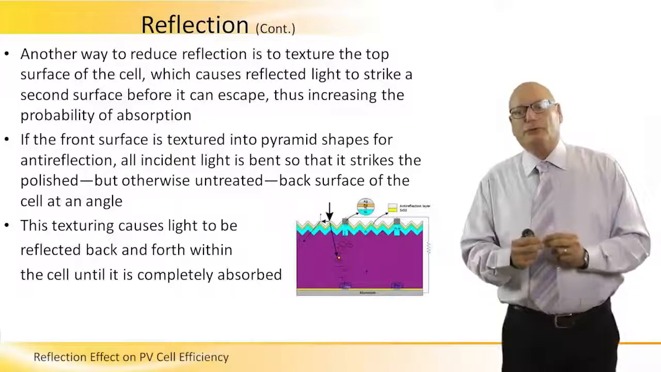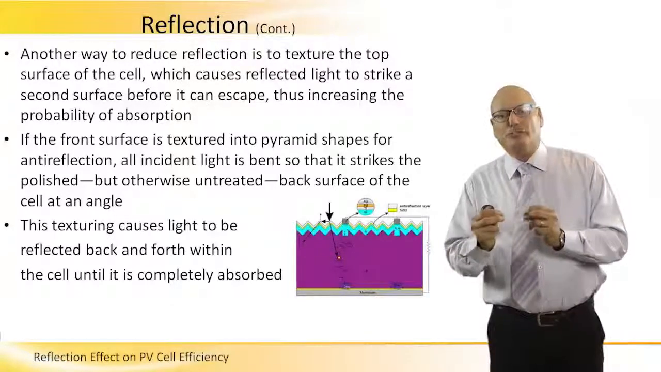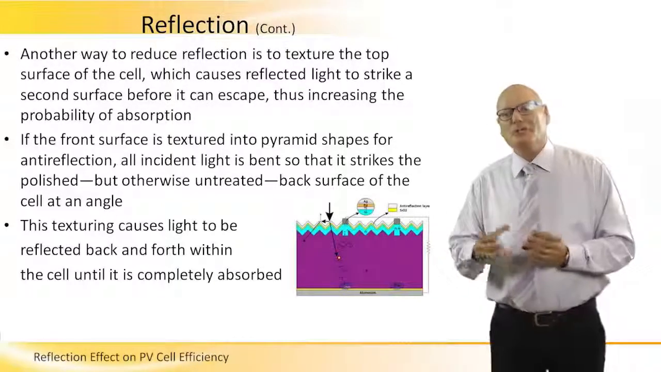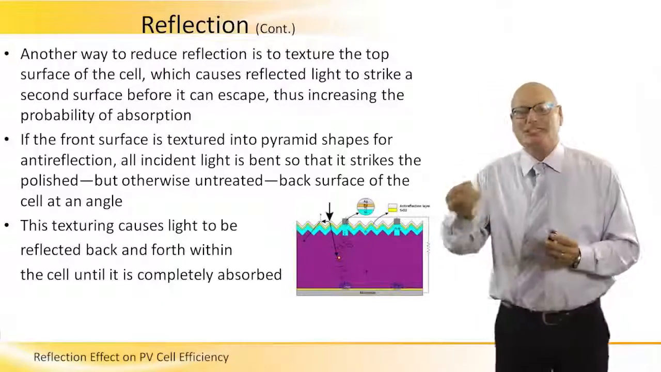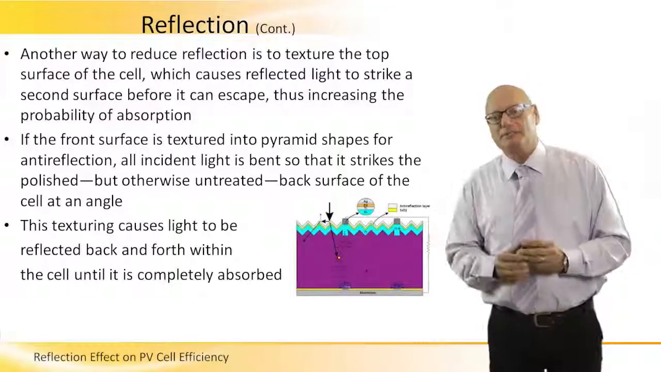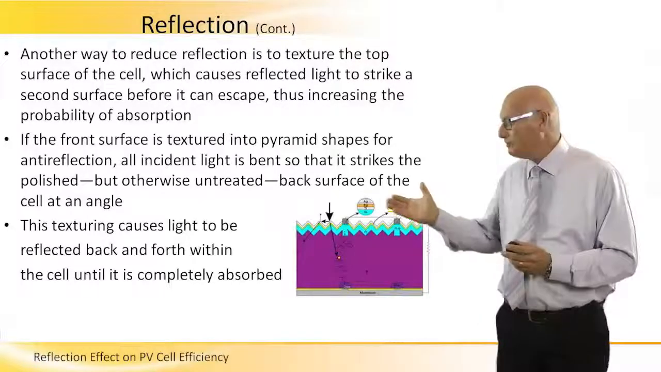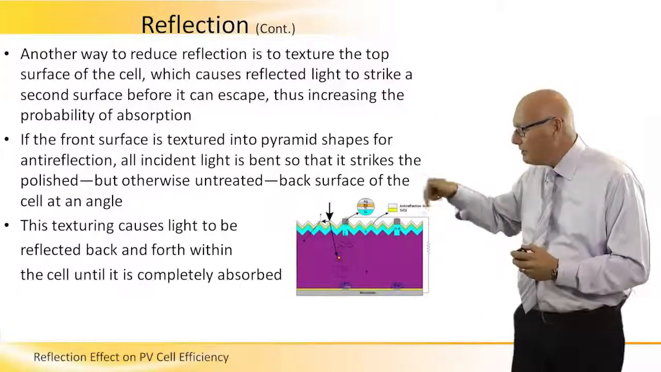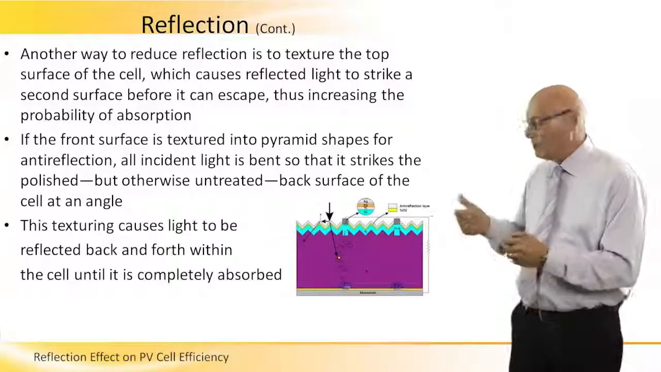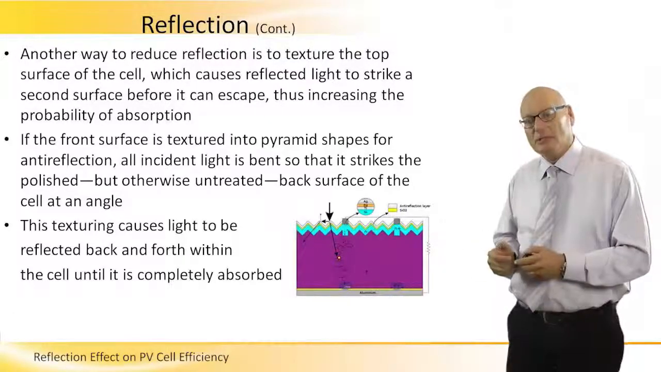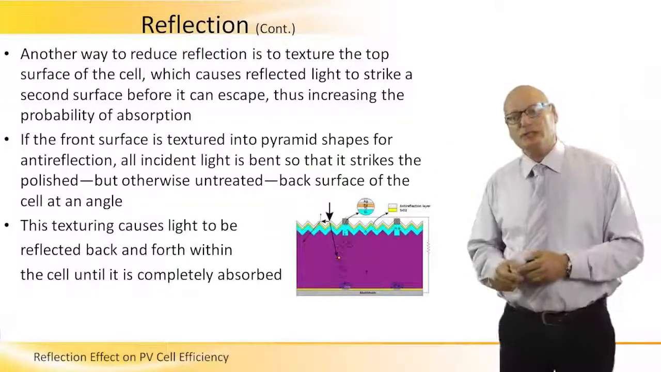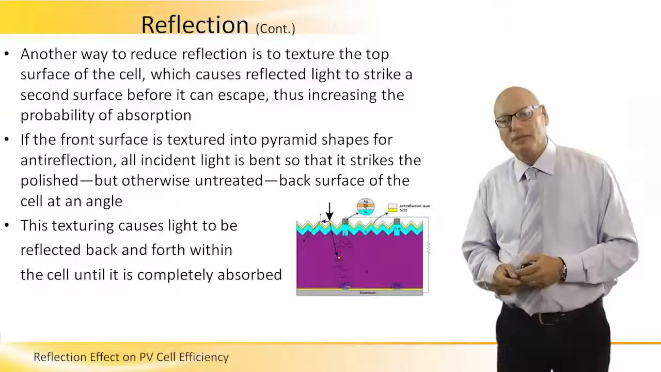Another way to reduce reflection is to texture the top surface of the cell, which causes reflected light to strike a second surface before it can escape, thus increasing the probability of absorption. Let's look at the picture. We see a light beam coming in, it's being reflected to the side, some of which penetrates the cell itself.